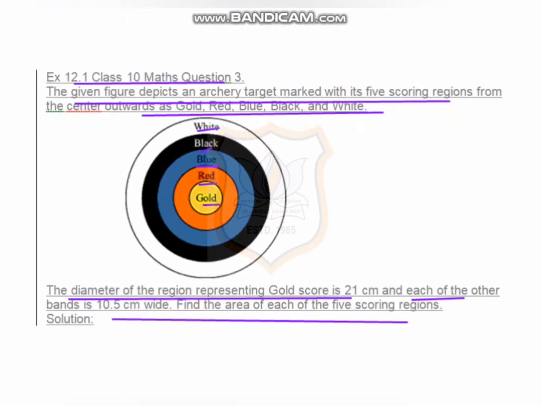First of all, the diameter of the gold region is 21, so we have to find the radius. The radius is 10.5, since 21 by 2 is 10.5, and we have to calculate the area of gold. For the red band, we use the radius as the addition of 10.5 and 10.5, so the radius becomes 21 for the outer area. So pi 21 square minus 10.5 square. Let's see how to solve this. In this way we have to find the area of all the bands.